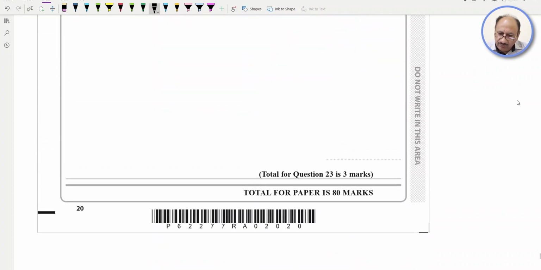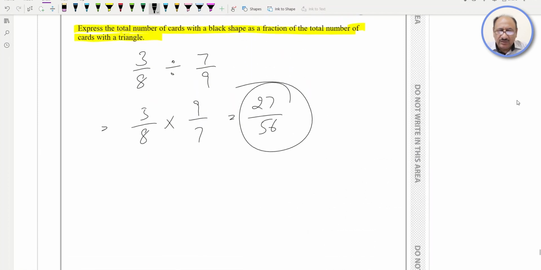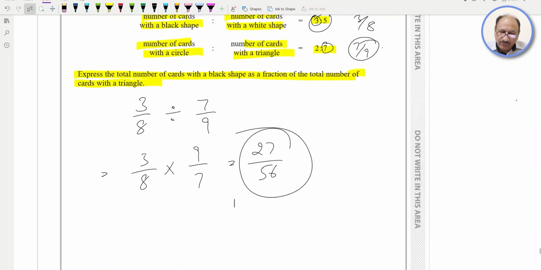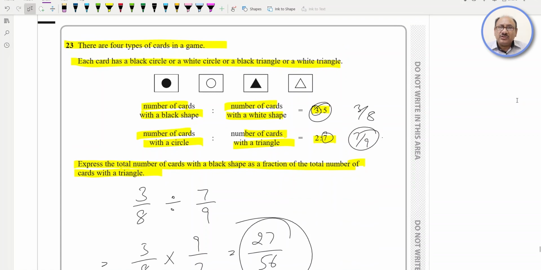We are done with the paper. This was 80 marks, a little lengthy but easier paper, and hopefully you understood each and everything.